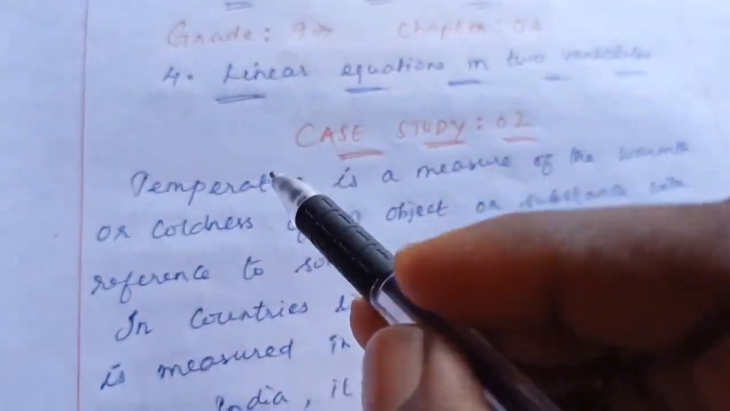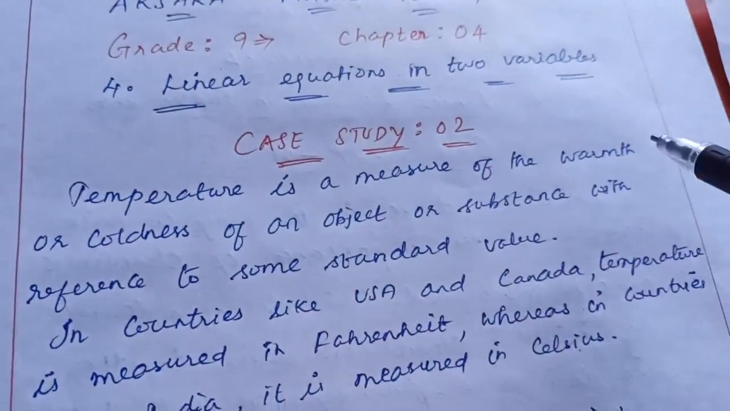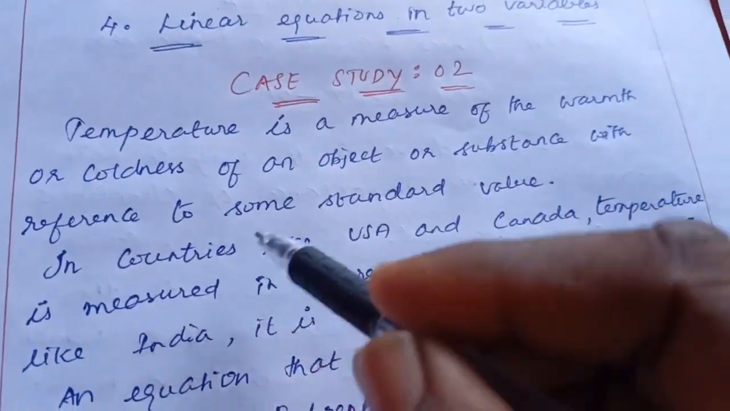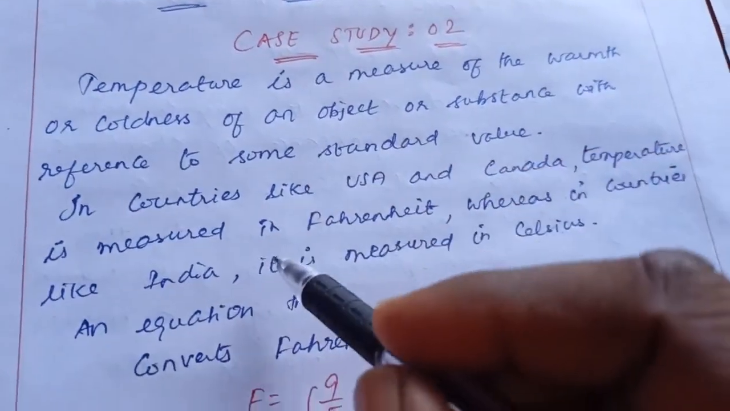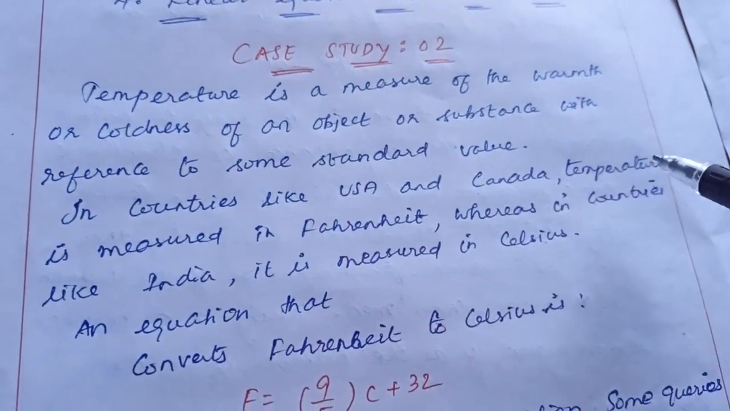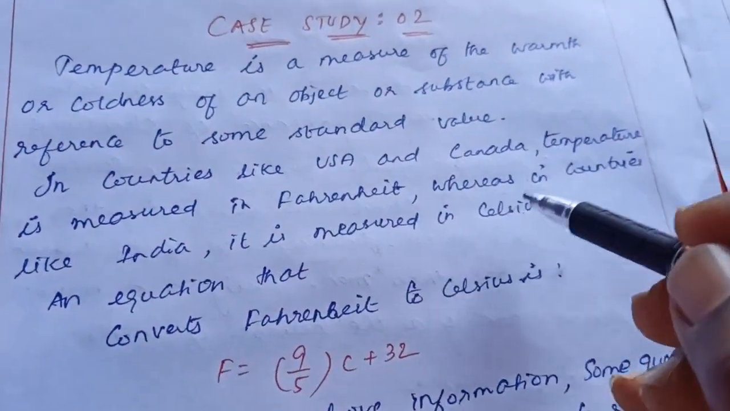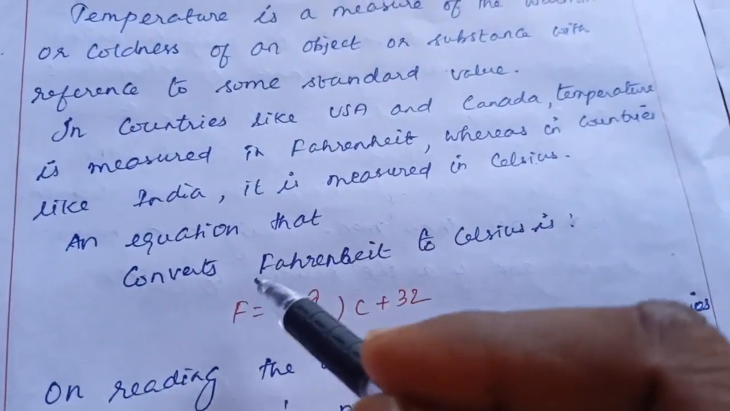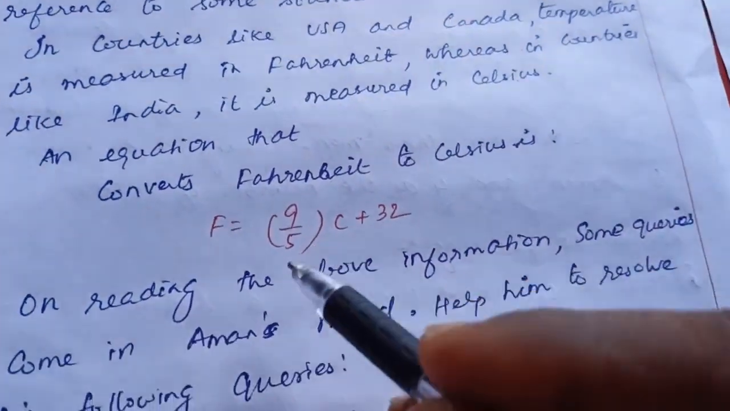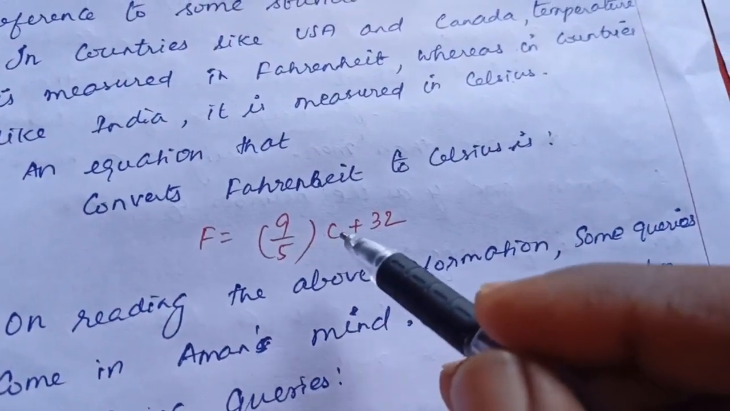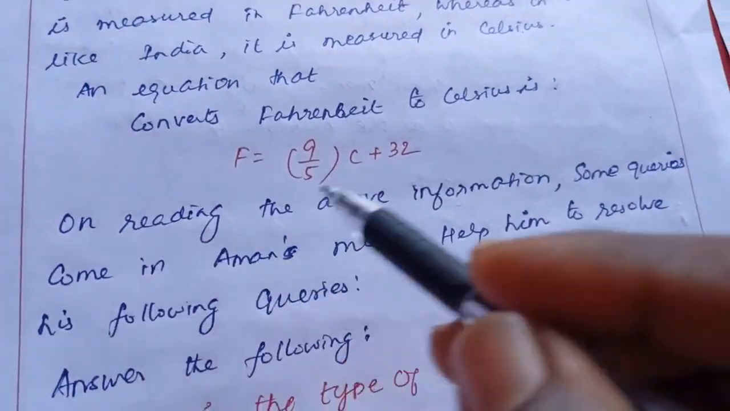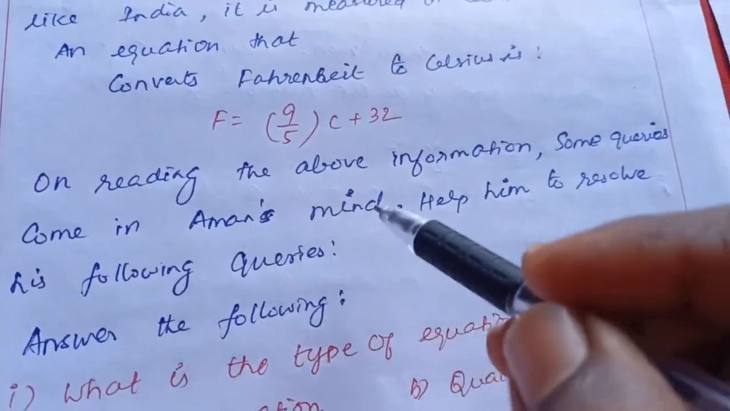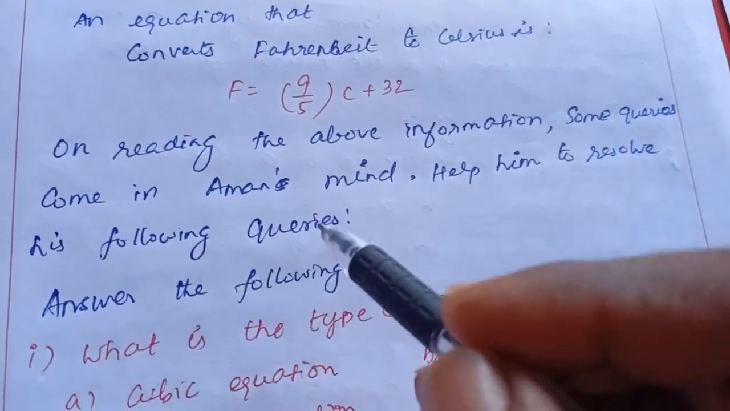So case study number 2 is: the temperature is a measure of warmth or coldness of an object or substance, which refers to some standard values. In countries like USA, Canada, temperature is measured in Fahrenheit, whereas in countries like India, it is measured in Celsius. An equation that converts Fahrenheit to Celsius is F is equal to 9 by 5 into C plus 32. On reading the above information, some queries come to a man's mind. Help him to resolve his following queries.